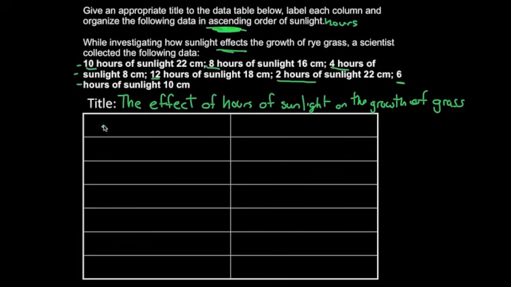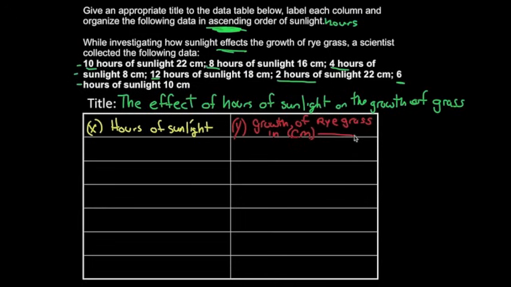In the left column, which is our X column, we're going to put hours of sunlight. In our Y column, we're going to put the growth of ryegrass in centimeters. Now, this is key for both columns, hours and centimeters: if you put the units you're measuring in at the top of the column, you don't have to list them next to all the numbers below. It makes your life a lot easier. If you just put sunlight and growth, you have to put the unit after each number you record. So let's go through and write down what we have.